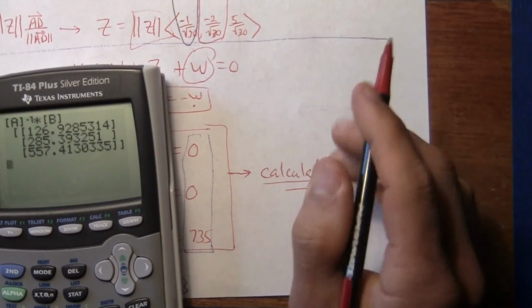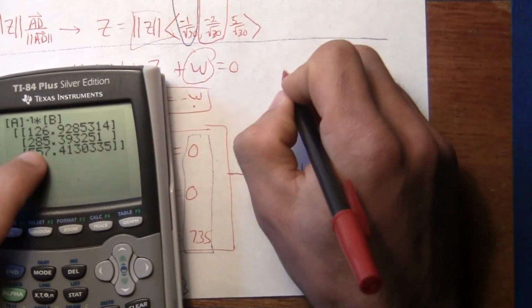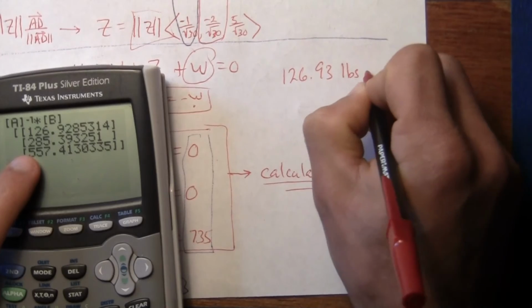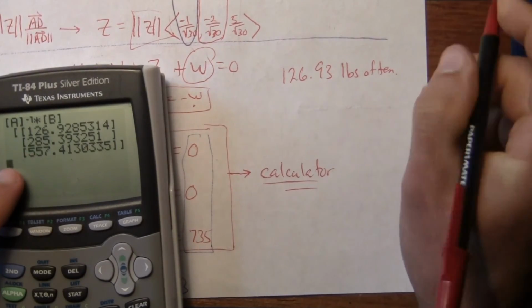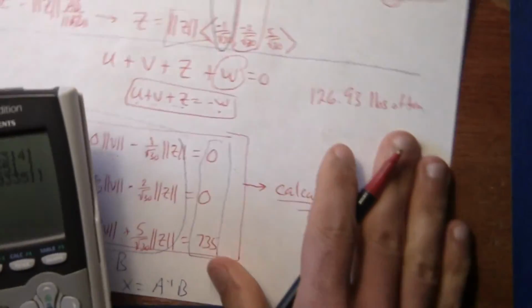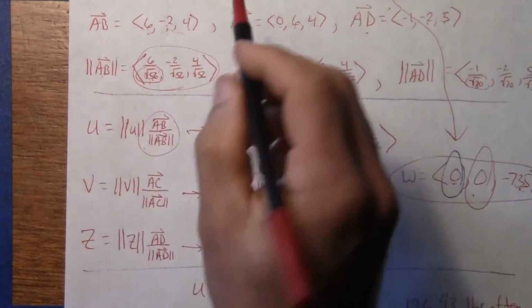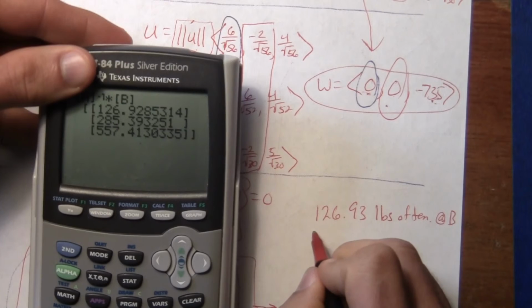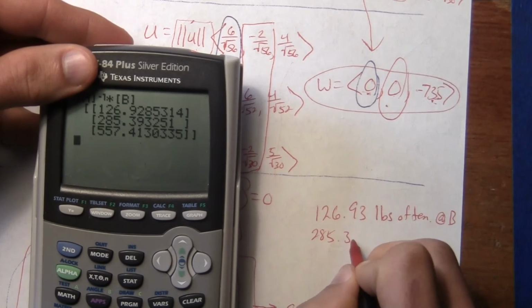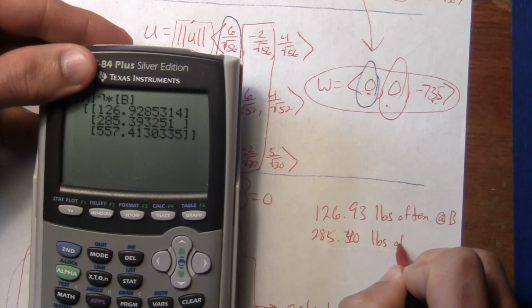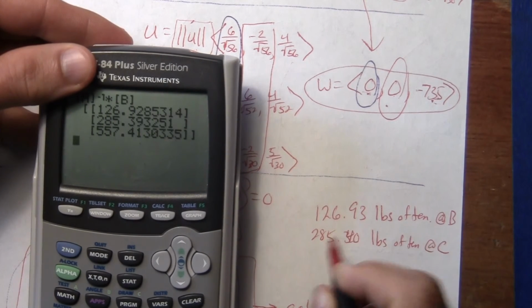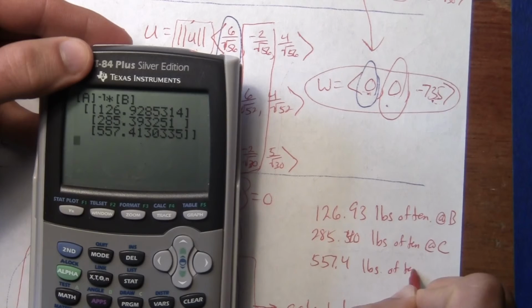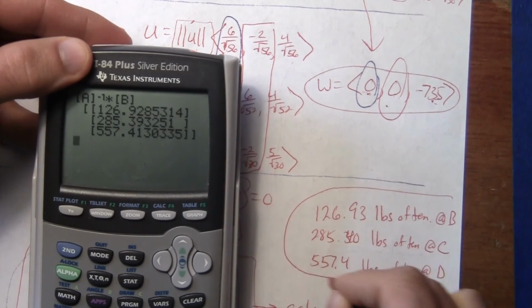So you would say that you have a force of 126.93 pounds of tension, and that's for AB, U is representing AB, that would be at point B. We can say that there is 285, let's just say 4 pounds of tension at point C, and there is 557.4 pounds of tension at point D. And there is your answer.